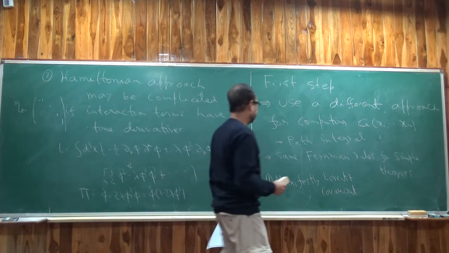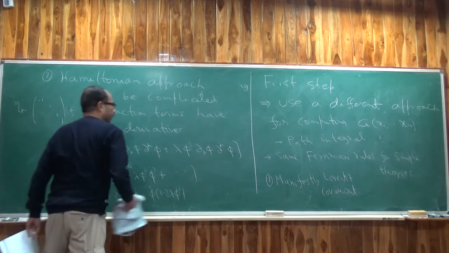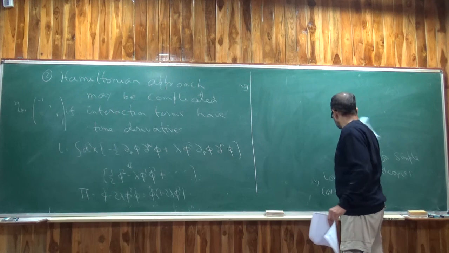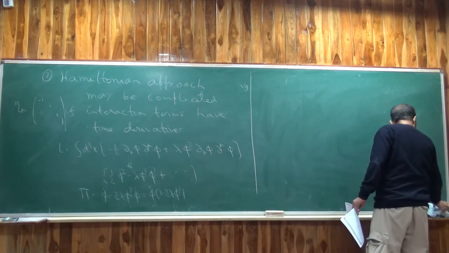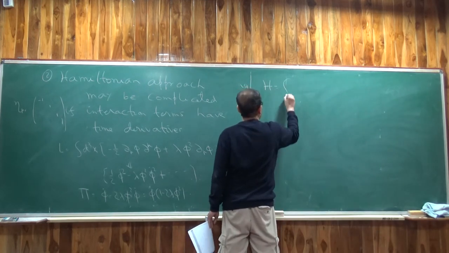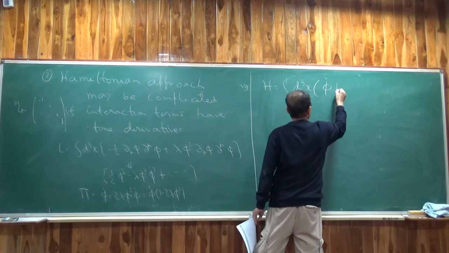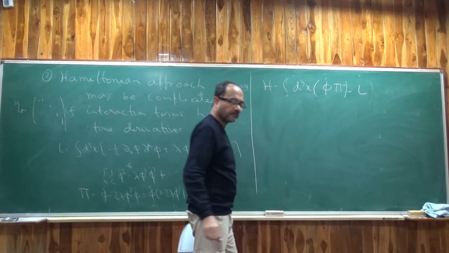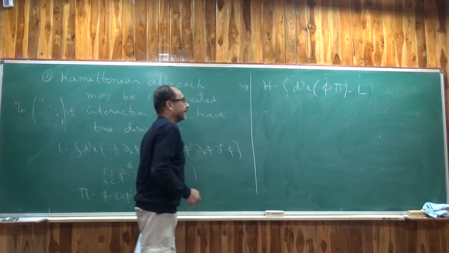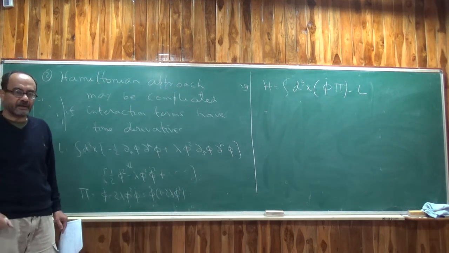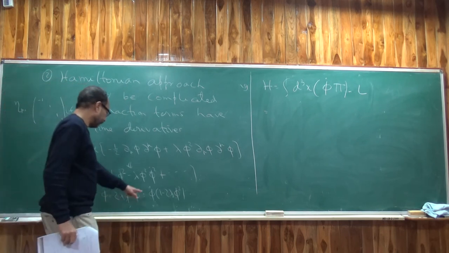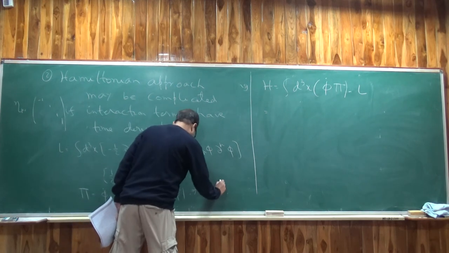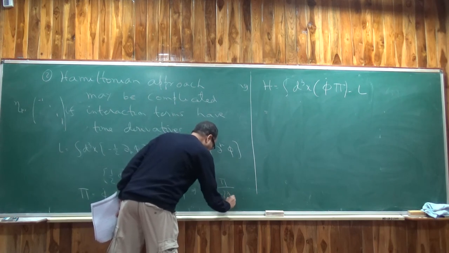Now if you want to derive the Hamiltonian in the presence of this interaction term, the Hamiltonian will be integral d cube x of phi dot pi minus L. Then you are supposed to re-express this in terms of pi, not phi dot. The Hamiltonian is always expressed in terms of pi and phi, not phi dot and phi. So what will you do? You will have to express phi dot in terms of pi. This gives you phi dot as pi over 1 minus 2 lambda phi square.